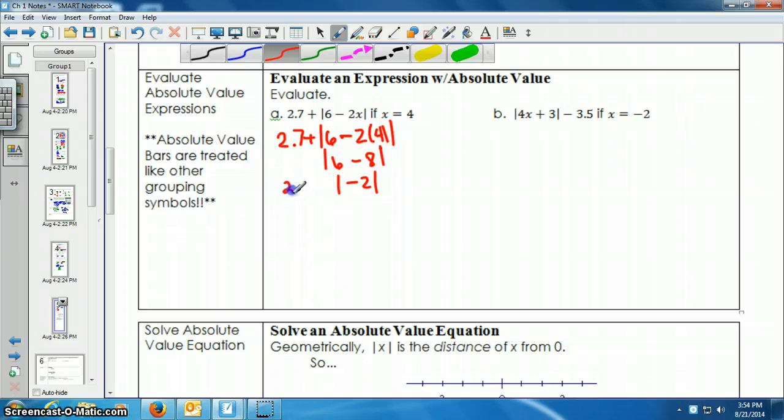Continuing to bring down that 2.7. And the absolute value of negative 2 is 2. And then we finish by adding. So our answer should be 4.7. So you go ahead and try that next one. Plug it in, simplify within the absolute value, and then double check your answer when you're ready.